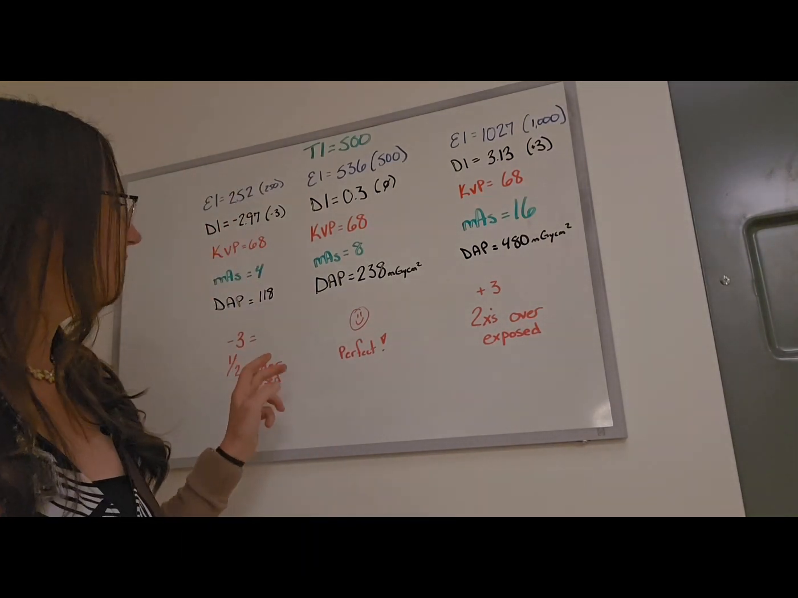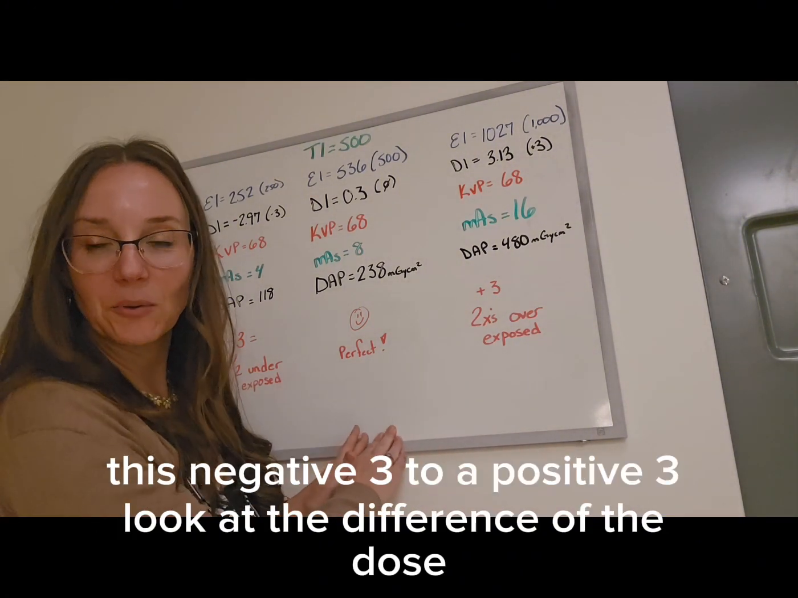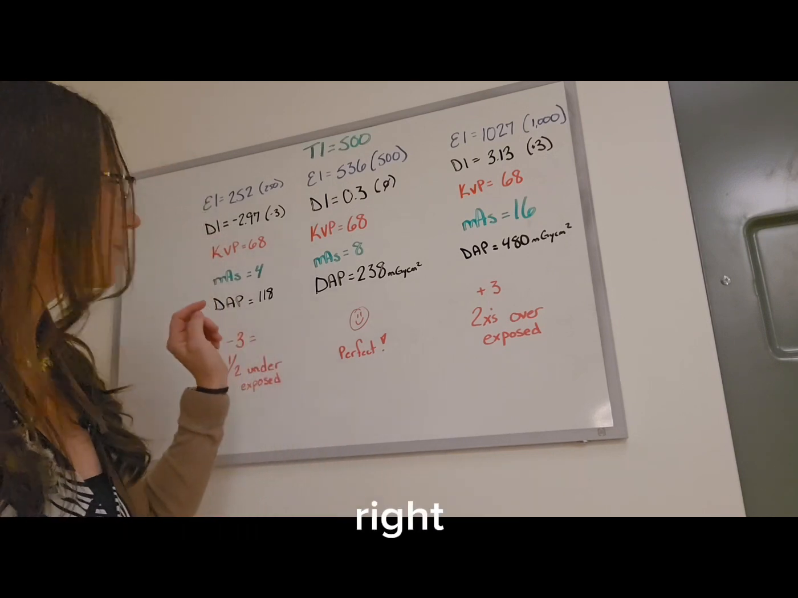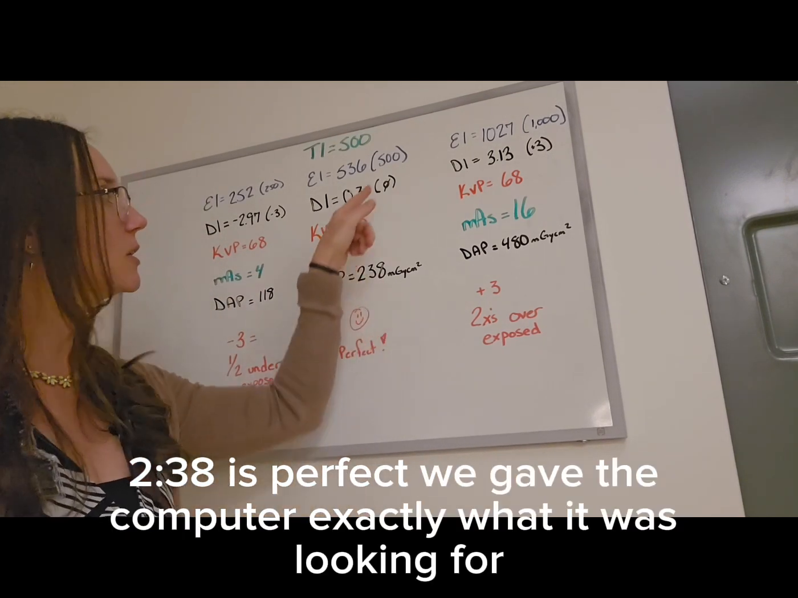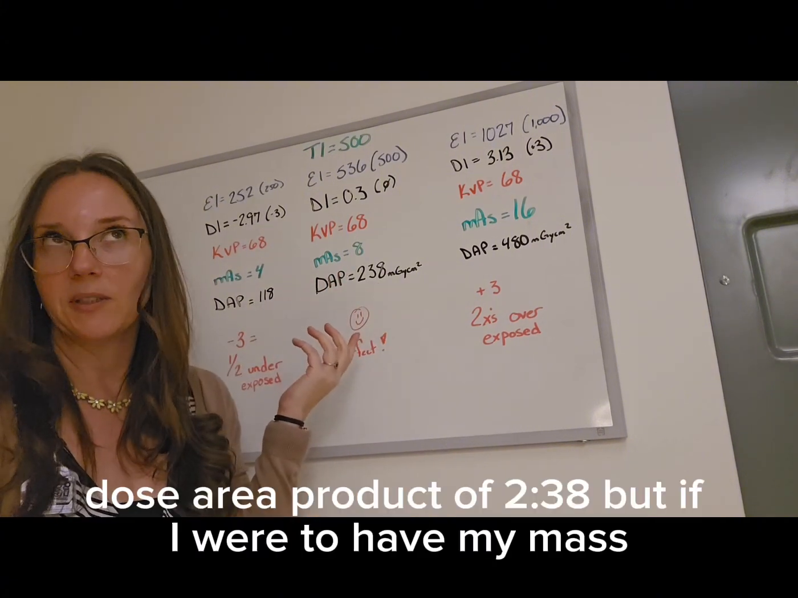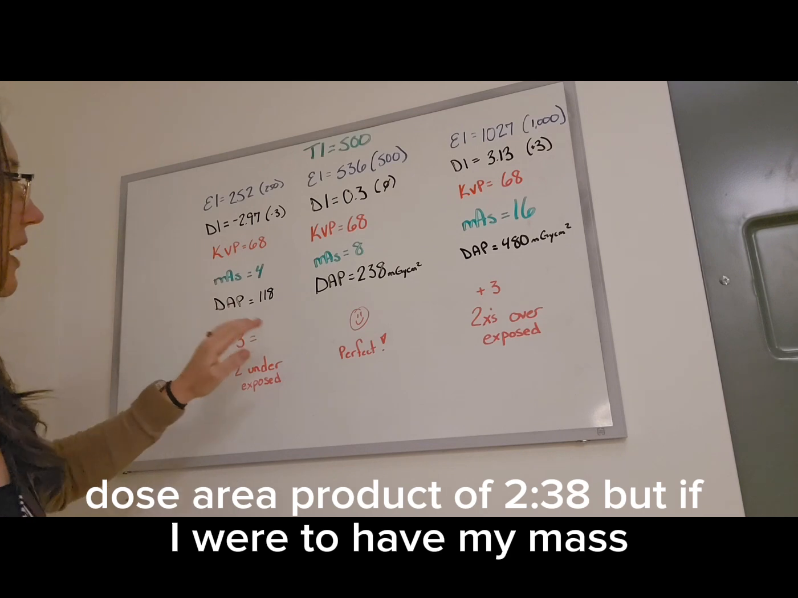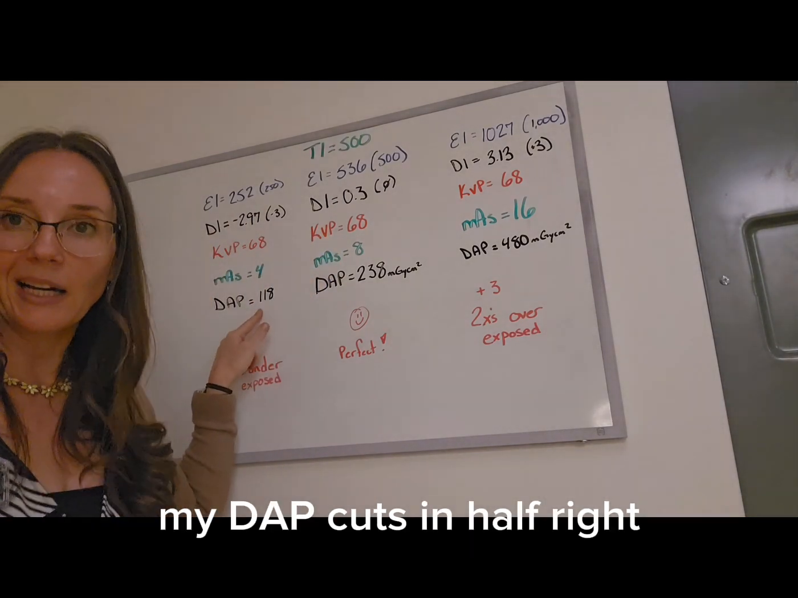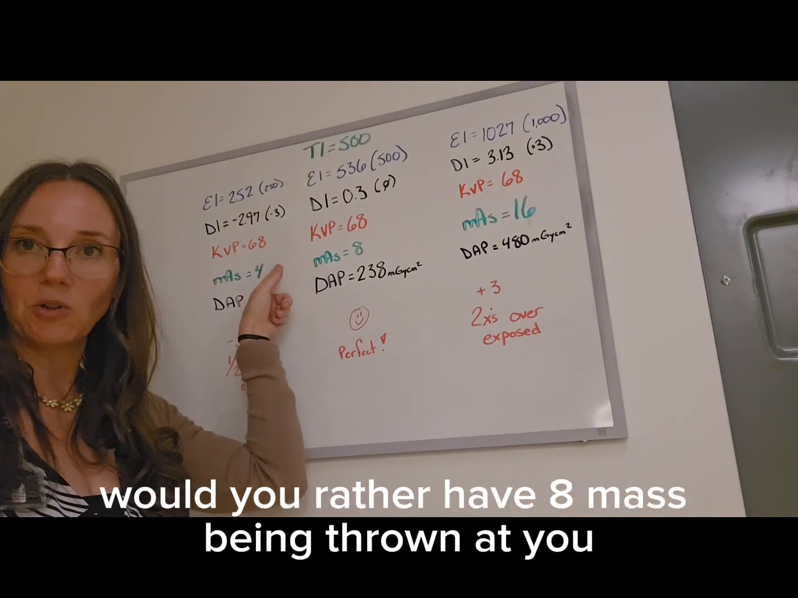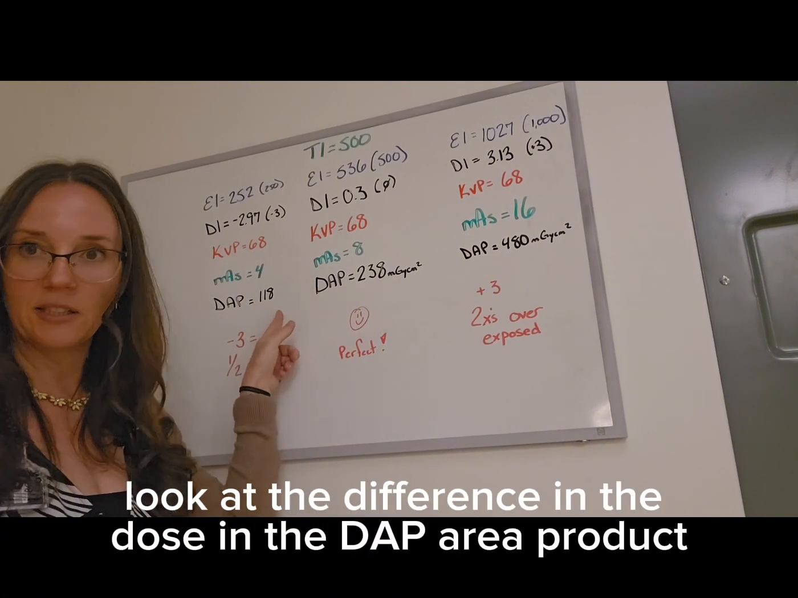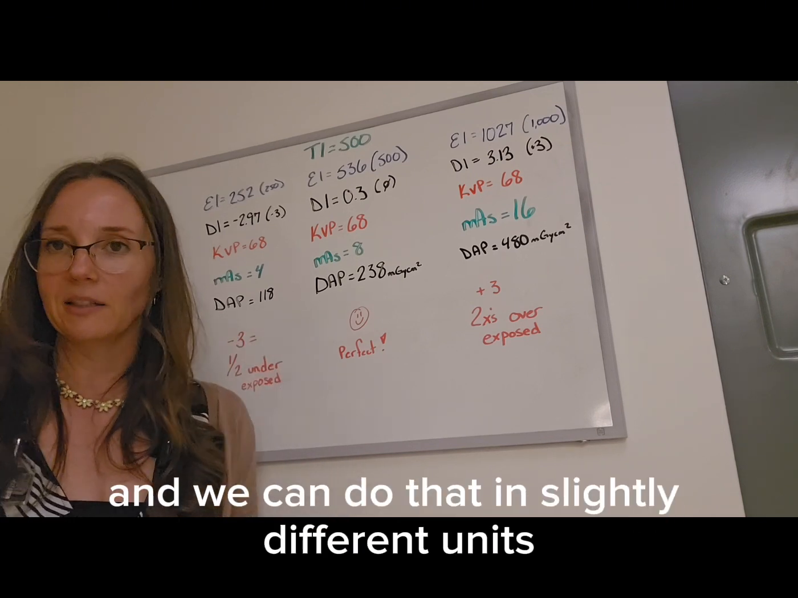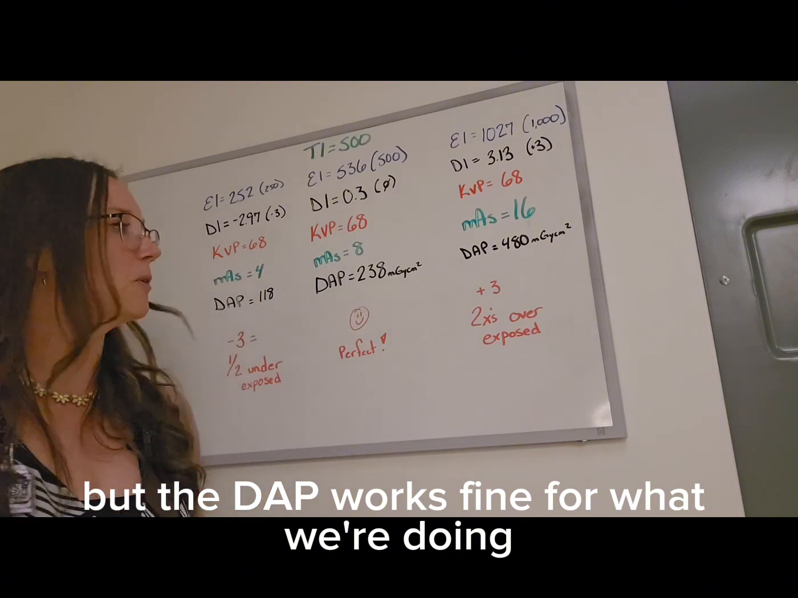But if this is my passable range, right, this -3 to a +3, look at the difference of the dose, right? 238 is perfect. We gave the computer exactly what it was looking for. It gave us a dose, a DAP area, dose area product of 238. But if I were to half my mass, my DAP cuts in half, right? So if you're the patient, would you rather have 8 mass being thrown at you or 4 mass being thrown at you? Look at the difference in the dose in the DAP area product. Now I can get a dosimeter out and we can do that in a slightly different unit, but the DAP works fine for what we're doing.